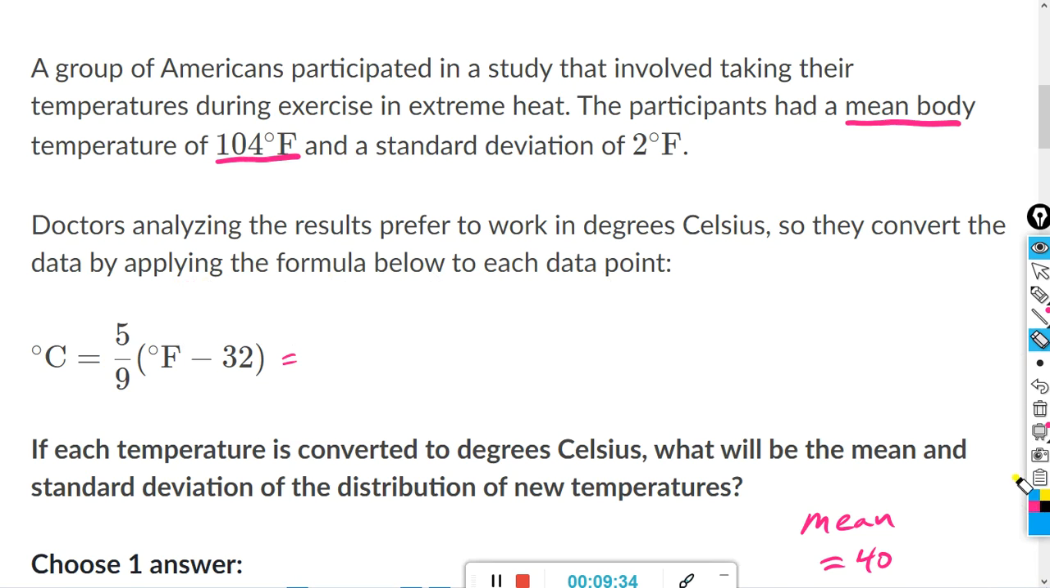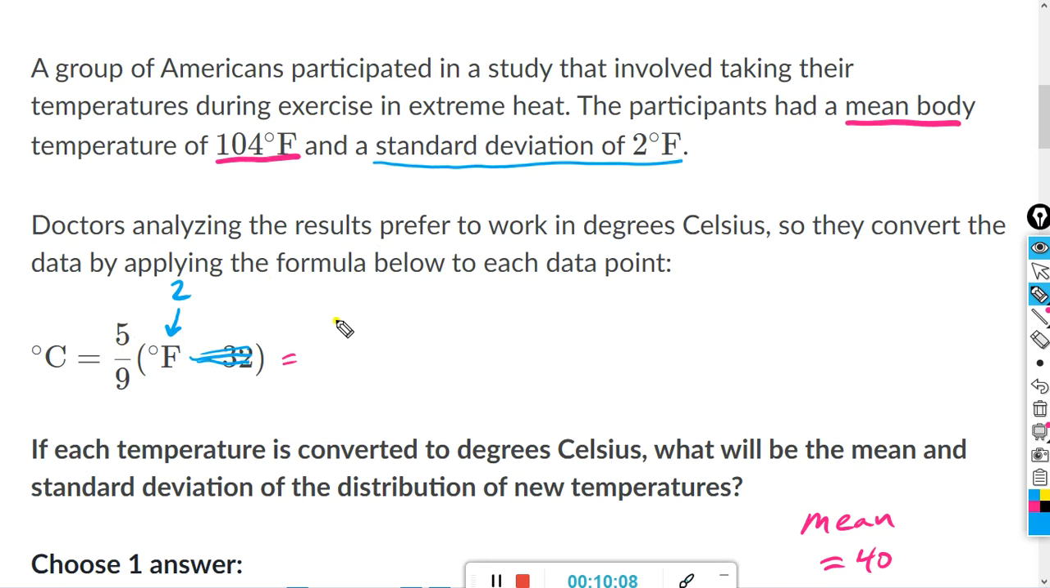Doing a different color. All right, so it says the standard deviation is 2 degrees Fahrenheit. So I'm going to plug in the 2 right there. But remember, we said before, adding or subtracting does not affect standard deviation. So even though I'm plugging in the 2 here, I am going to ignore the minus 32, because adding or subtracting does not change standard deviation.